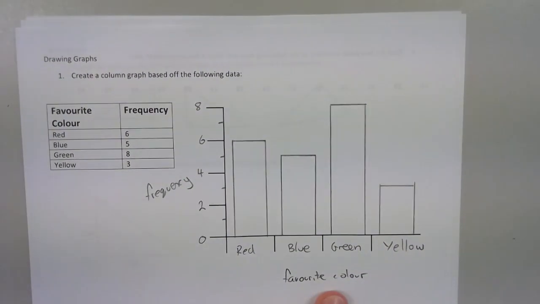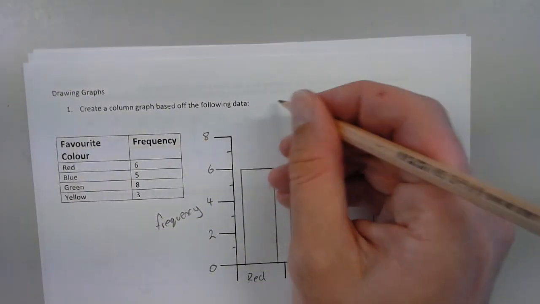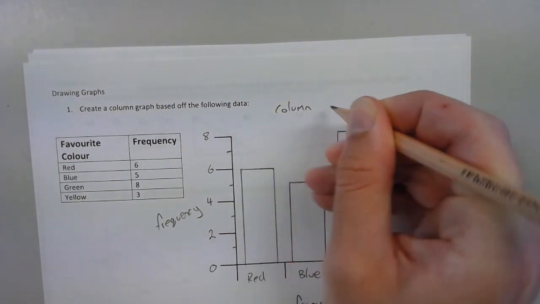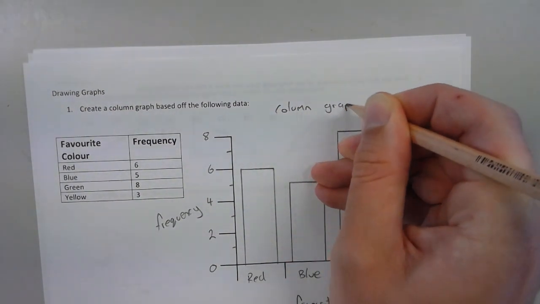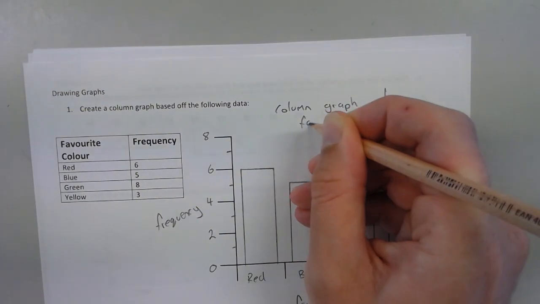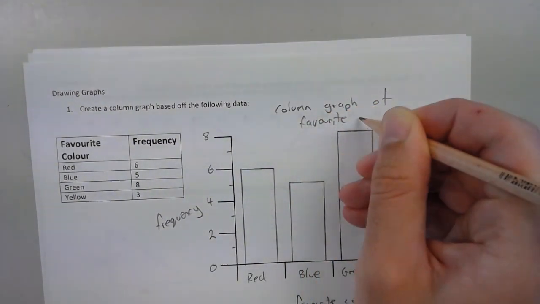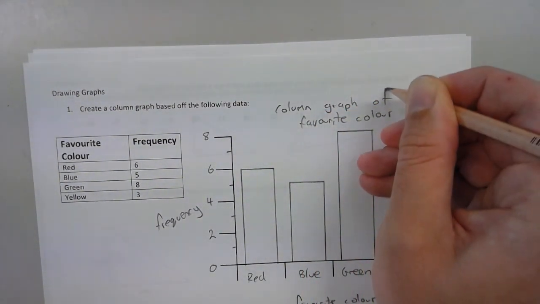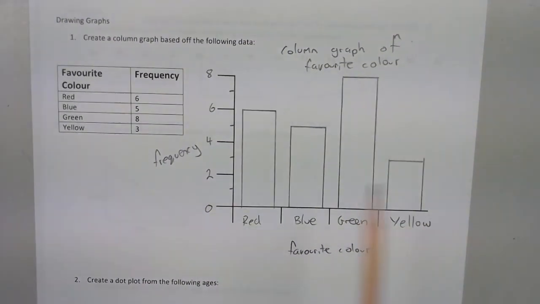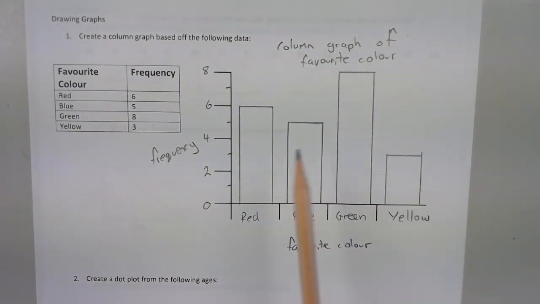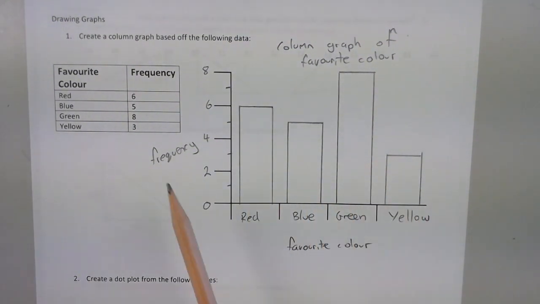And then don't forget to title as well, column graph of favourite colour. Alright, and there's our column graph. You'll notice that the bars are the same width and there's a gap between each bar, frequencies on the side, and I've labelled both of the axes.